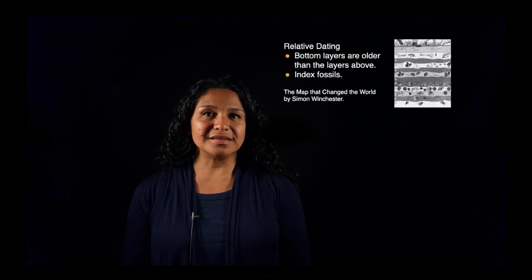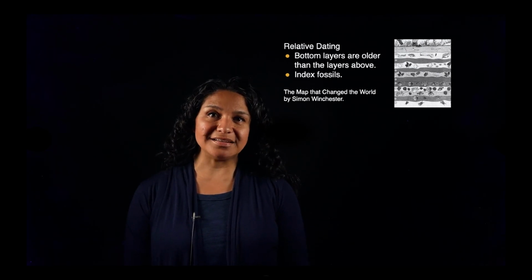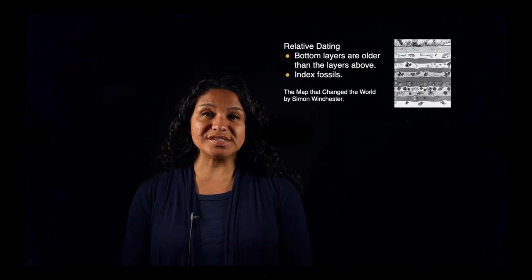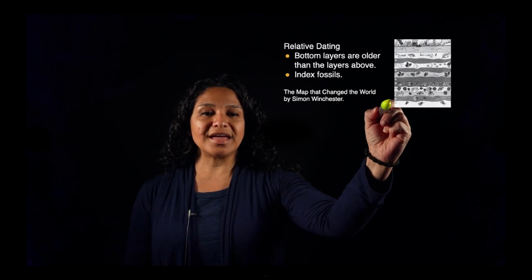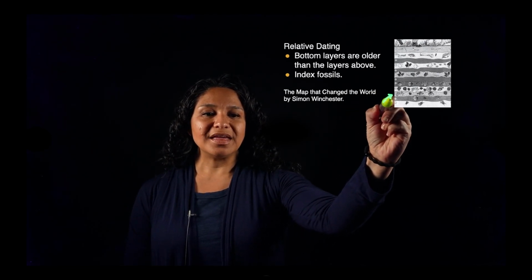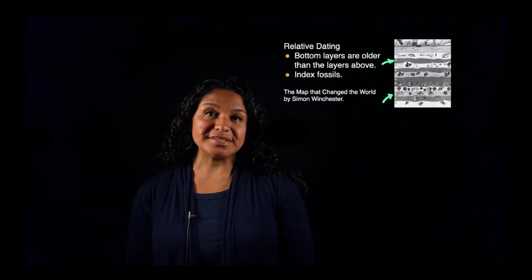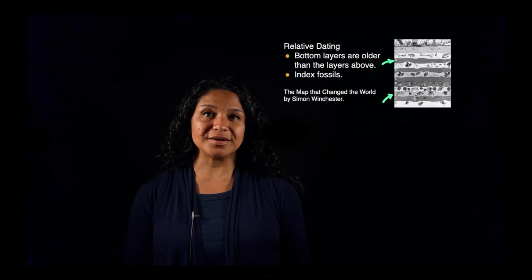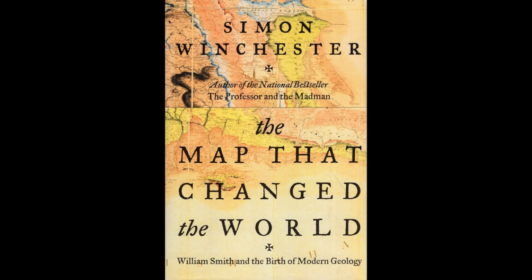So up until the late 1800s, geologists relied on relative dating. This was more of a qualitative approach to dating rocks, and they used principles like the bottom layers are older than the layers above. They also used index fossils in order to be able to compare layers of rock or strata from one area to another. A book I recommend on this is called The Map That Changed the World by Simon Winchester.